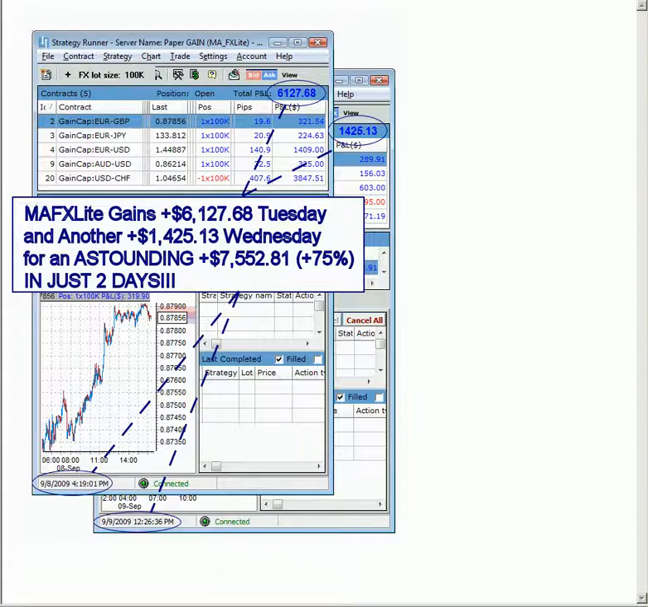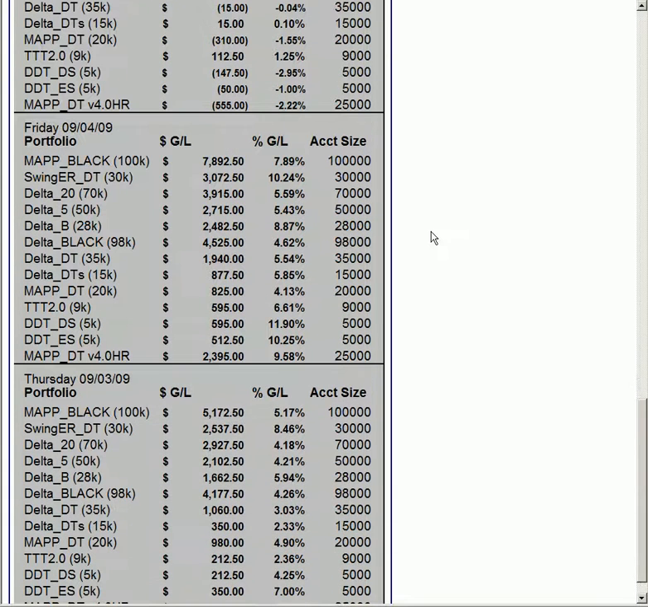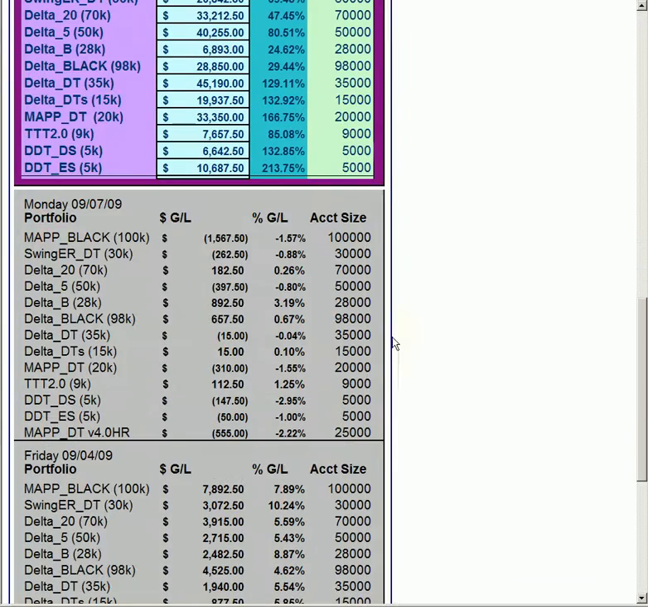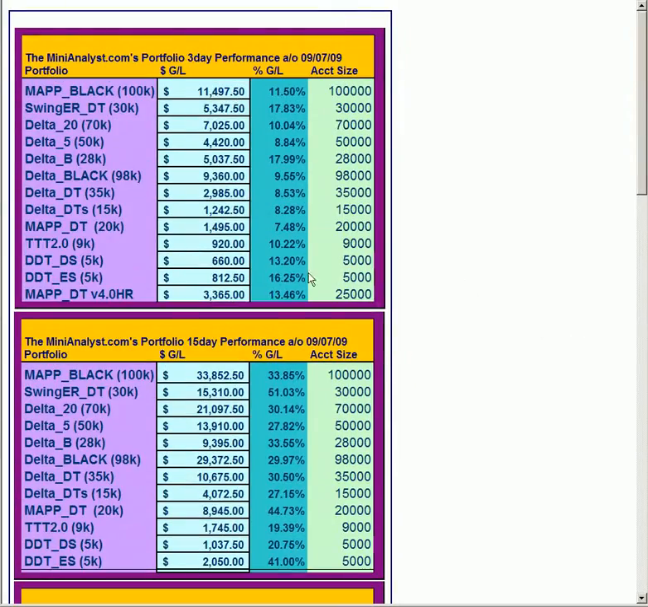But where have our portfolios been? Over the last 3 days, we can look back right over here. Last Friday, the Matt Black gains 8%. Dual Day Traders gained 12%. We're actually tracking the MapDT version 4.0 HR now, which is a very popular portfolio. Gains 10% on the day, 6% the day prior on Thursday. Kind of a choppy day on Monday. This all led to a 3-day return of 16% for the Dual Day Trader ES, 18% for the Delta B, 18% for the Swinger DT.